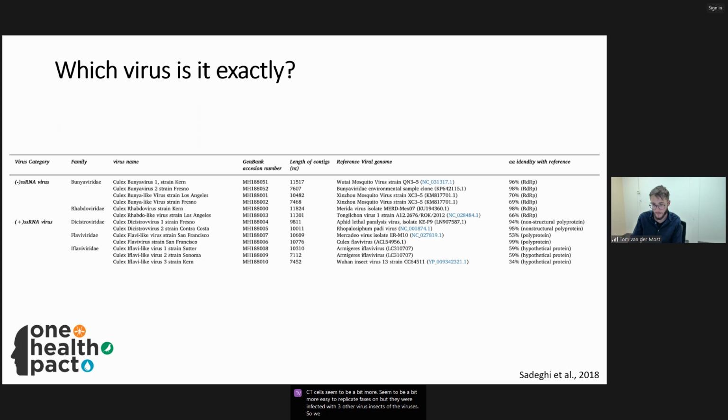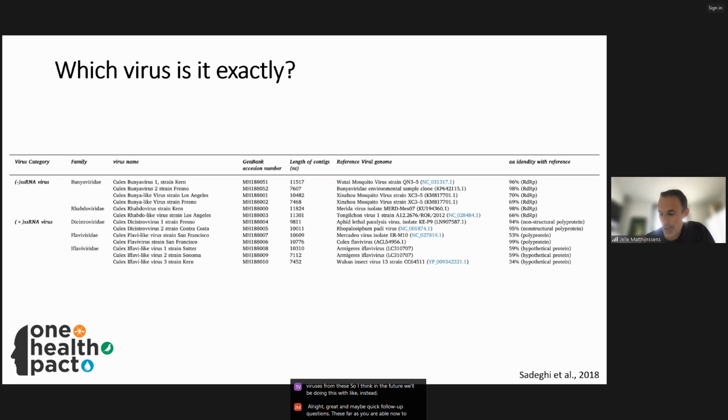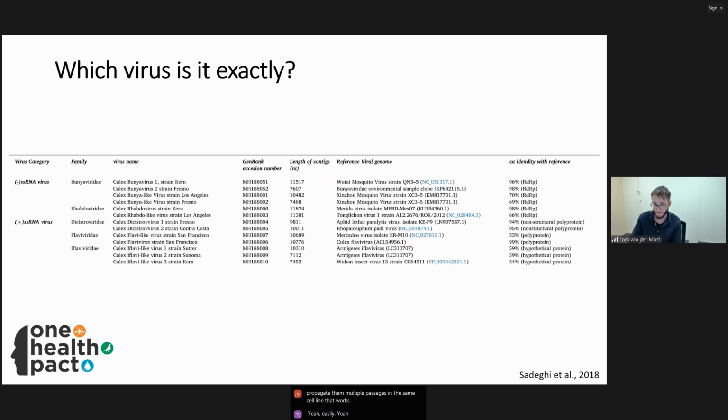So we chose this because we had a cell line that was very easy to work with because there were no insect-specific viruses present. But at the same time, we are working and have been able to get rid of some of these viruses from these cell lines. So I think in the future, we'll be doing this with Culex cell lines instead. All right, great. And maybe a quick follow-up question. These viruses you are able now to isolate in the C636 cell lines, you're just able to propagate them over multiple passages in the same cell line, and that works nicely? Easily, yeah. All right, great.